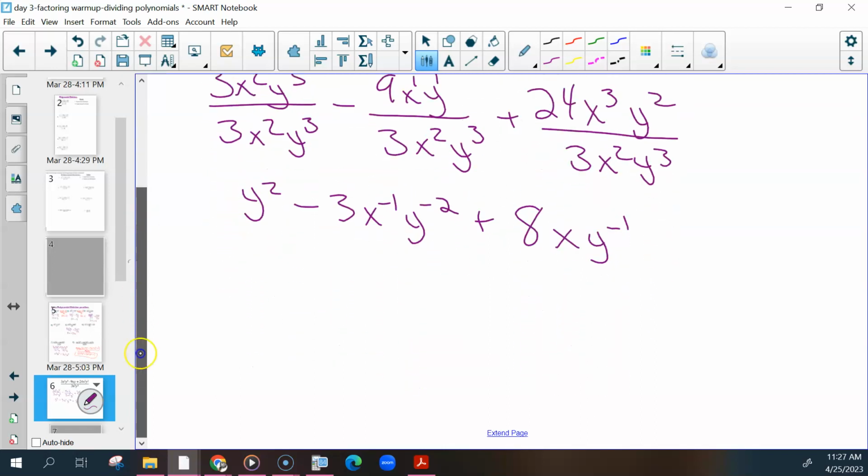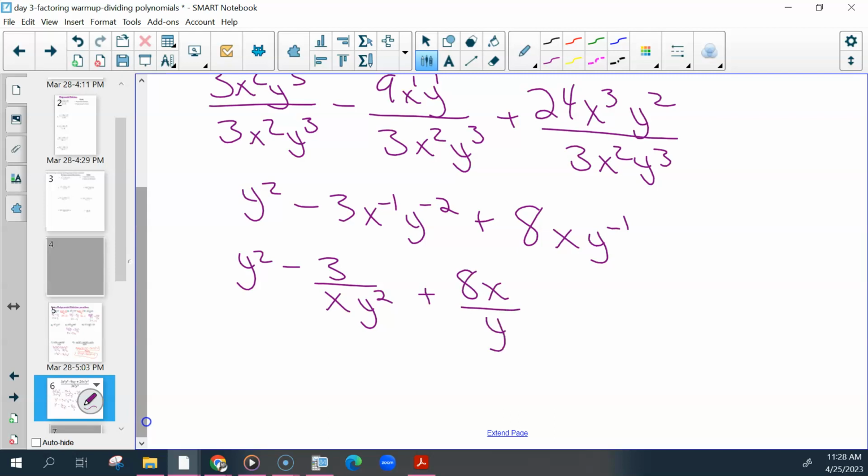So then anything with a negative exponent, we can't leave it like that, so we have to make it into a fraction. So the first term would stay the same, the 3 would stay the same, but both of these would get put in the denominator, x to the positive 1, y to the positive 2. And then for the last term, 8 and x would stay in the numerator, and y would be in the denominator. So that is the answer. It just is not as nice as the other ones.